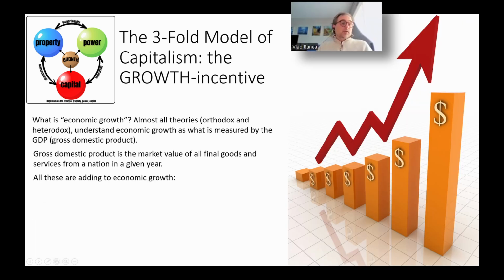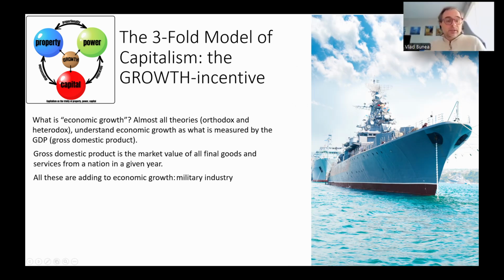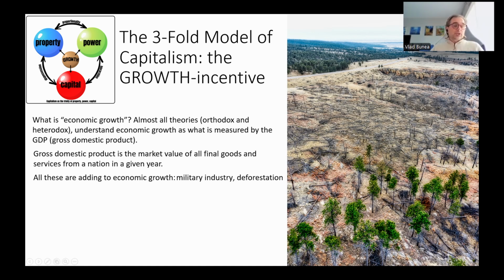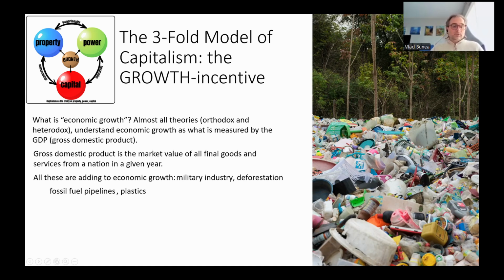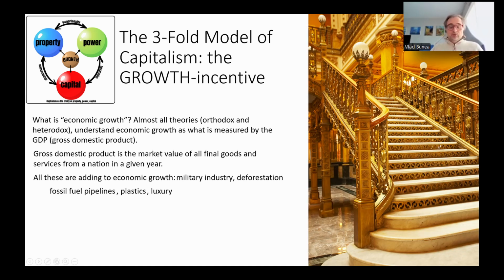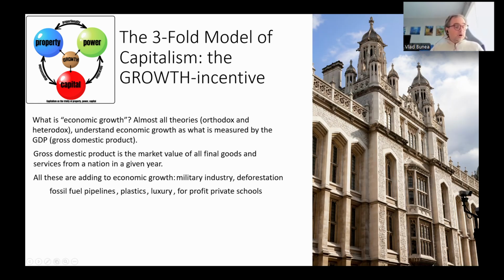He said that it might hijack our attention from what really mattered in the economy. And why is that? Because let's look at some examples. All these are adding to economic growth. The military industry: every time you produce guns and ammo for a price and you go to war, it's good for the GDP. Deforestation is good for the GDP. Fossil fuel pipelines, like the documentary Yinta talks about, are good for the GDP. Plastics, awesome for the GDP. Luxury, good for the GDP. For-profit private schools, whether they are good or not, are still good for the GDP.